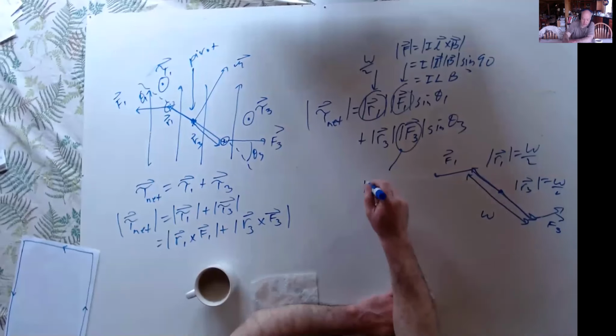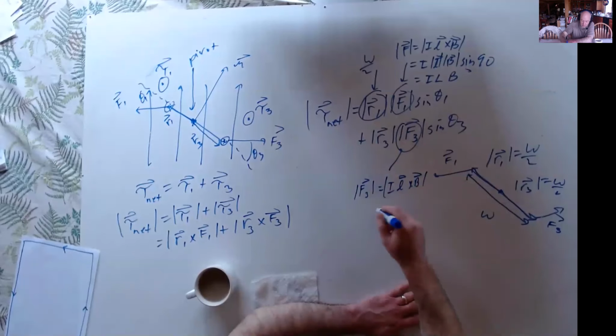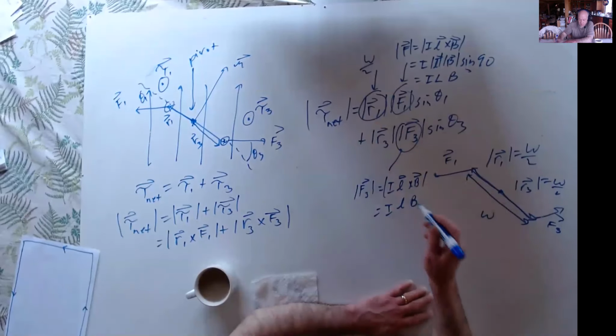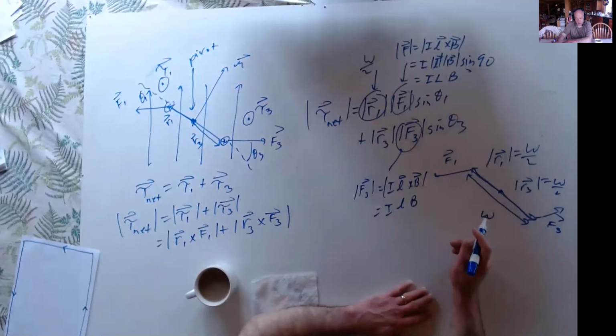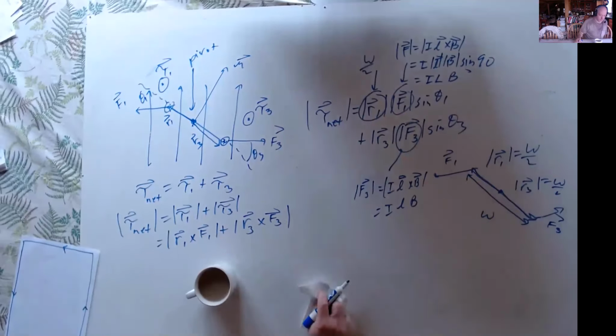If you were to do the magnitude of F3, equaling I L B, this gives you the I L B as well. Same argument. So what happens? These two terms add together. They have the exact same magnitude.